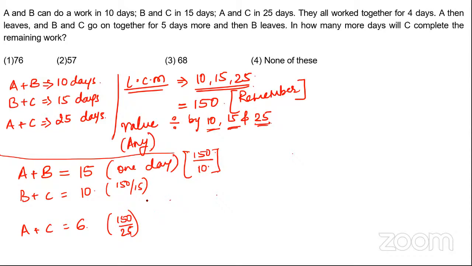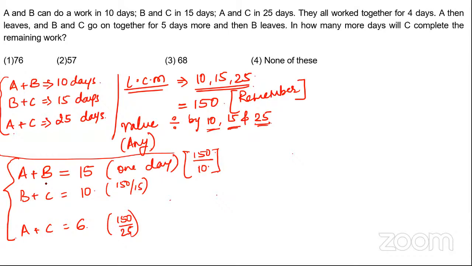Now, do you realize something? Please look into the screen. Do you realize that in the top portion of the screen, when I was writing A plus B, B plus C, A plus C, I did not use an equal sign. But in the bottom portion of the screen, when I'm writing them, I'm using an equal sign. Do you know why?